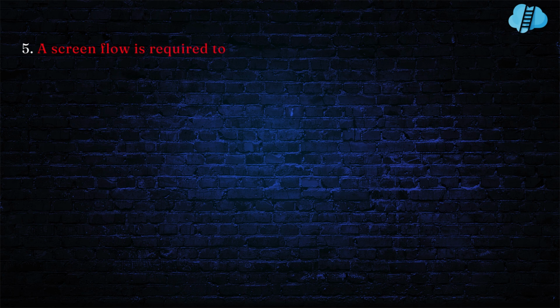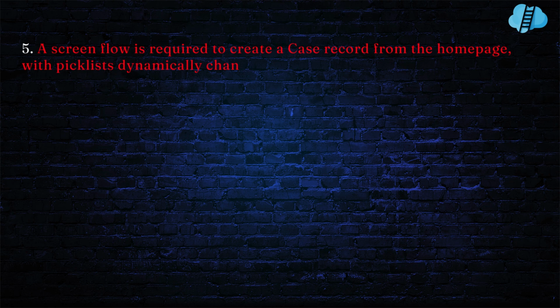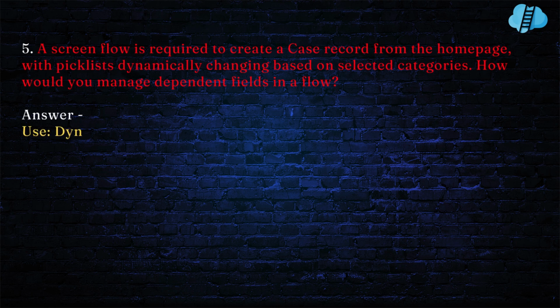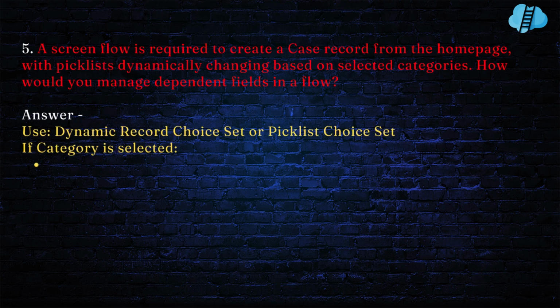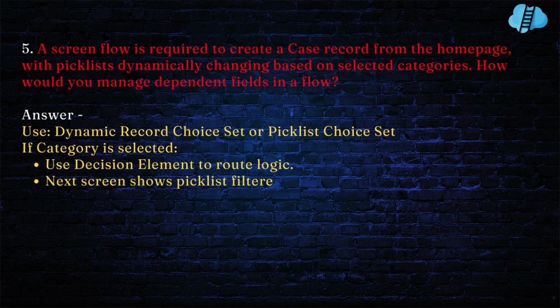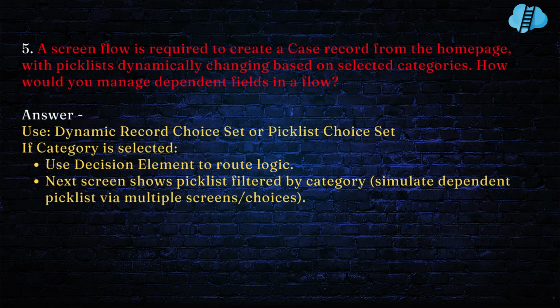5. A screen flow is required to create a case record from the homepage, with picklists dynamically changing based on selected categories. How would you manage dependent fields in a flow? Answer: use dynamic record choice set or picklist choice set. If category is selected, use decision element to route logic. Next screen shows picklist filtered by category. Simulate dependent picklist via multiple screens, choices.